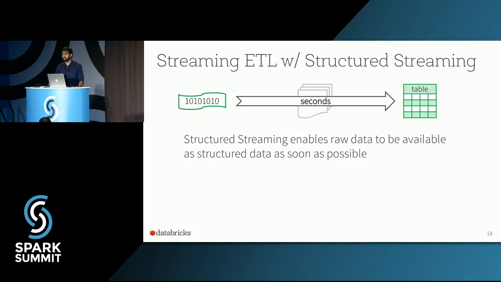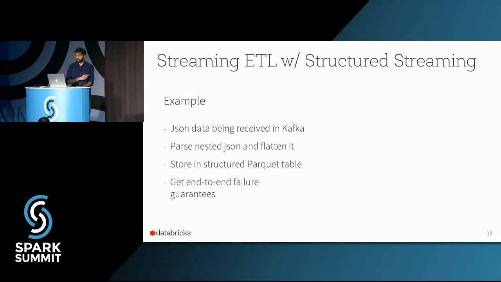But with streaming ETL using structured streaming, it bypasses this intermediate step and makes data available in structured form within seconds. Let's see how. So here's an example.